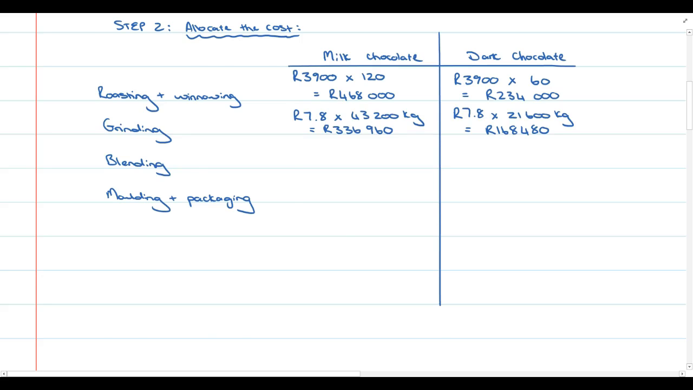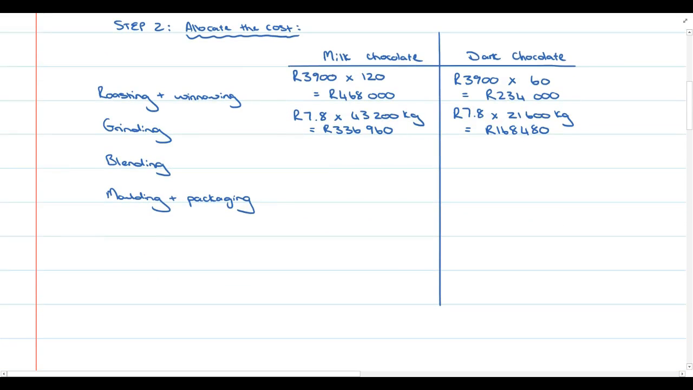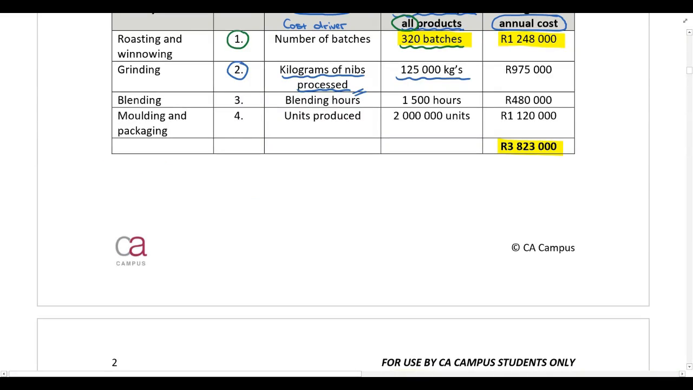Then for blending, we calculated an activity rate of 320 Rand per hour. So they expect to have 1,500 blending hours in total for all 4 products. We need to calculate the blending hours for milk chocolate and dark chocolate. So let's go to note 3.